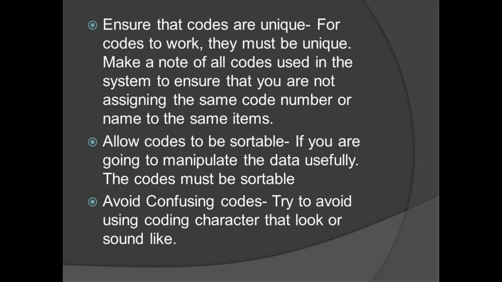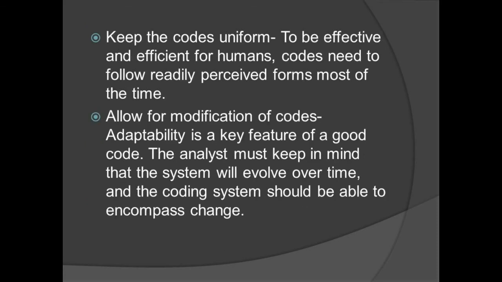Fifth, avoid confusing codes. Try to avoid using coding characters that look or sound alike. Sixth, keep the codes uniform. To be effective and efficient for humans, codes need to follow readily perceived forms most of the time. Seventh, allow for modification of codes. Adaptability is a key feature of a good code. The analyst must keep in mind that the system will evolve over time, and the coding system should be able to encompass change.